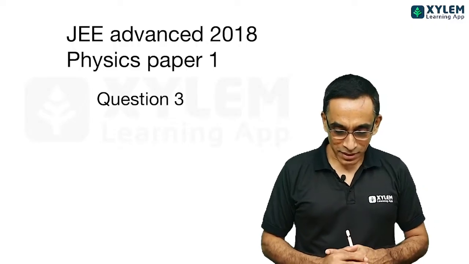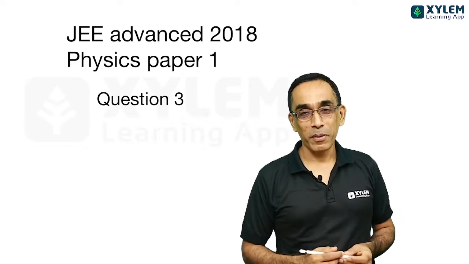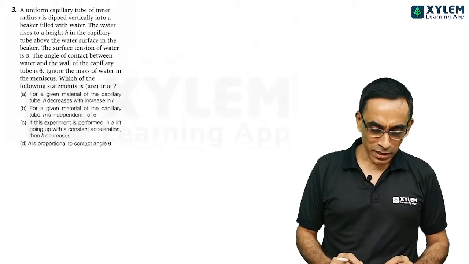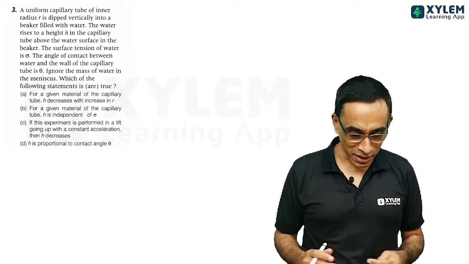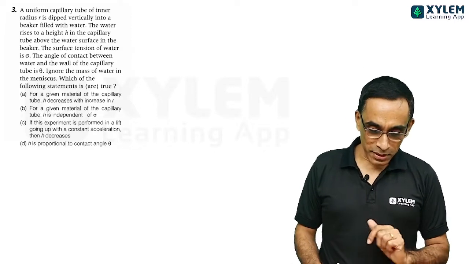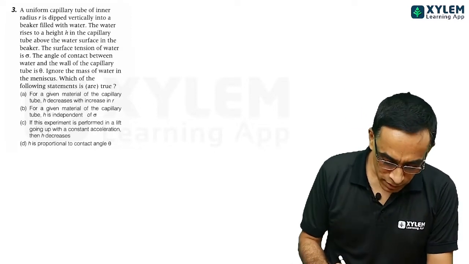Again, JEE Advanced 2018, paper 1, question number 3. But this is going to be a very easy question for you. See, the question is very elaborate. A uniform capillary tube of inner radius R is dipped vertically into a beaker filled with water.